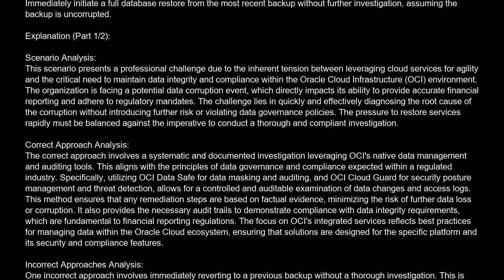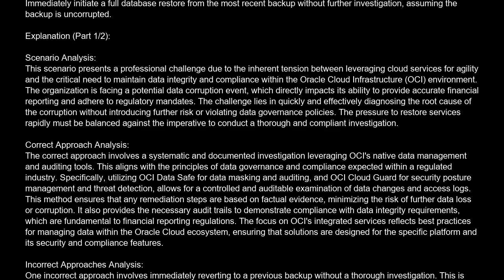This method ensures that any remediation steps are based on factual evidence, minimizing the risk of further data loss or corruption. It also provides the necessary audit trails to demonstrate compliance with data integrity requirements, which are fundamental to financial reporting regulations. The focus on OCI's integrated services reflects best practices for managing data within the Oracle Cloud ecosystem, ensuring that solutions are designed for the specific platform and its security and compliance features.